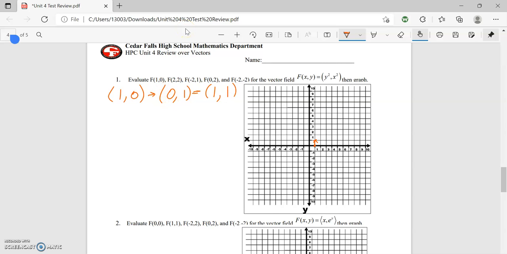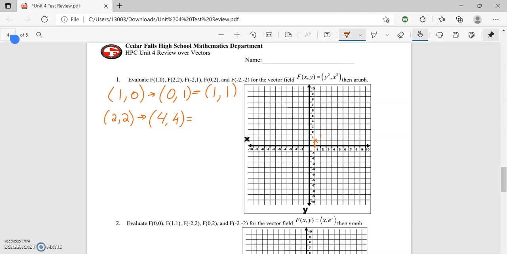So let's do another point, (2, 2). We're going to evaluate the vector, and the vector itself starts at (2, 2). Where does it go? Well, it goes over in the x direction by taking the y term squared, so 4. And the y component of our vector takes the x term squared, which is also 4. But again, that is from (2, 2). So where's over 2, up 2? That's right here.